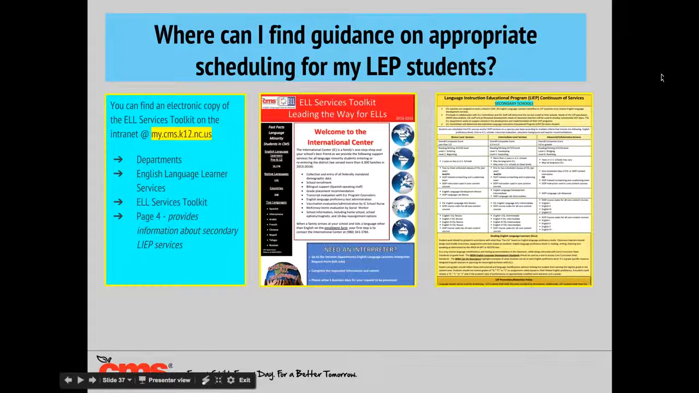Good. So we have an ELL services toolkit that can be accessed on the internet. These are some of the documents that you could look for that will give you an overview of the guidance for scheduling the students. And this is updated every year. These are some images from the one we had last year, but every ESL teacher gets this, and it is on the internet as well. We always keep this current. And this is also what the first page looks like in the center.